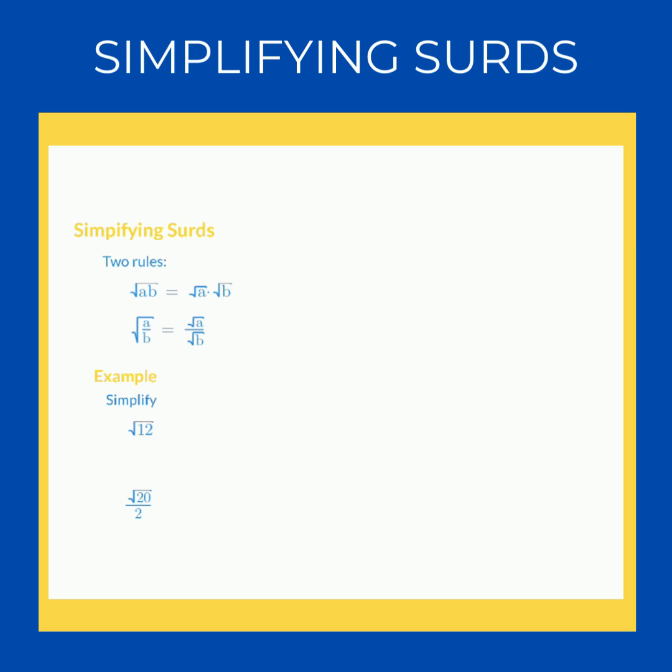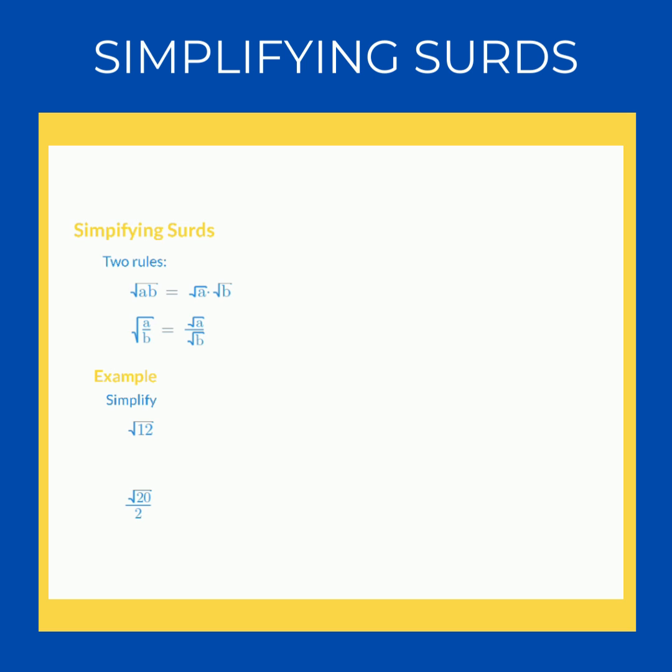Simplifying surds. We have two rules that we need to keep in mind when we're solving questions about surds or simplifying surds. So the first rule is the square root of AB, or the square root of A times B, this is equal to the square root of A times the square root of B. The second rule is the square root of A over B, this is equal to the square root of A divided by the square root of B. So the first rule has to do with multiplication, while the second rule has to do with division.